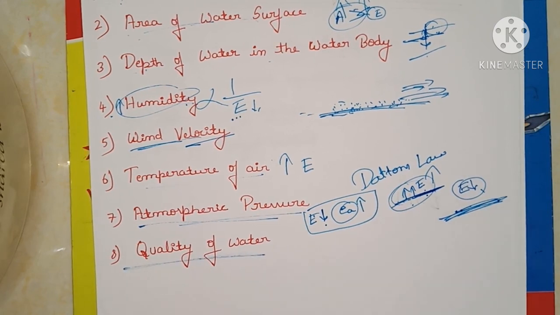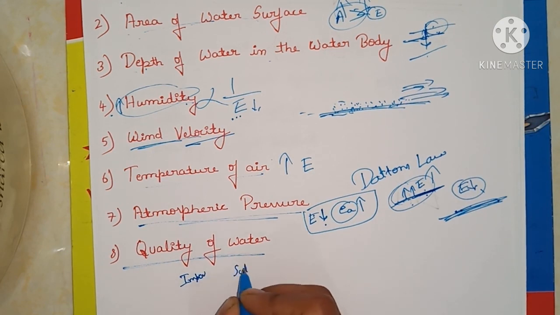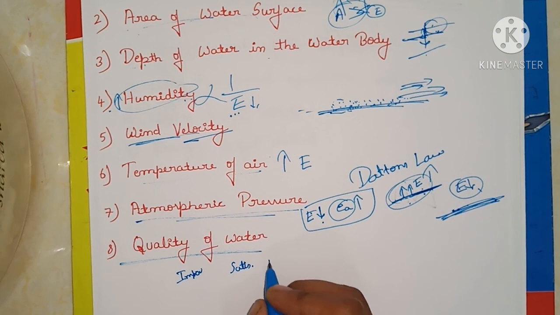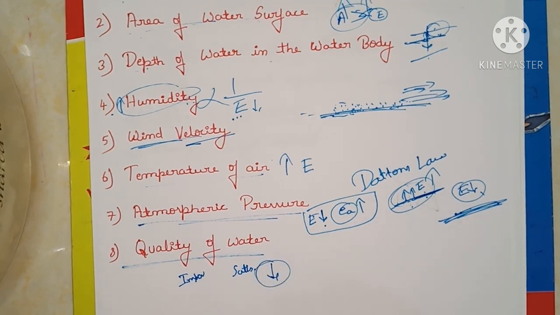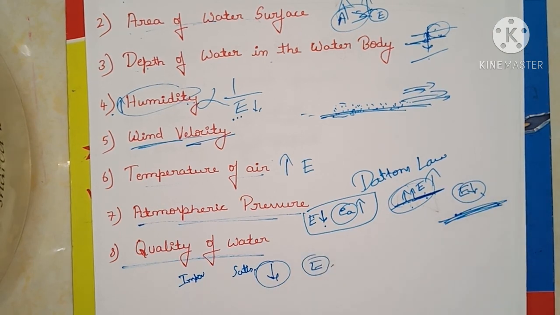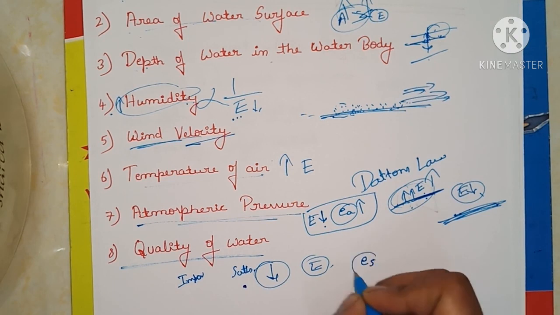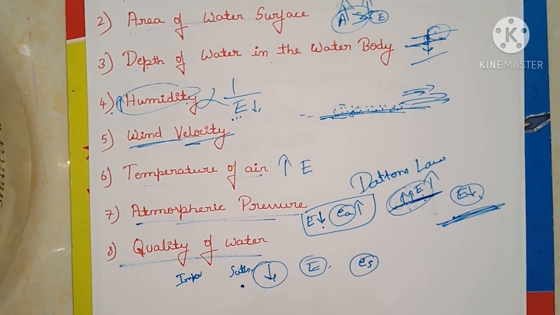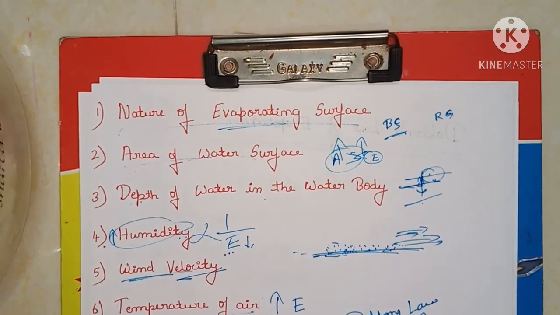Next, the last concept is quality of air. The presence of dissolved salts in water reduces the saturation vapor pressure of the water. Presence of impurities or salts in water will reduce the evaporation loss, because the presence of this salt will reduce the saturation vapor pressure, ES. In turn, the evaporation will also be reduced. These are the 8 factors that affect the evaporation.